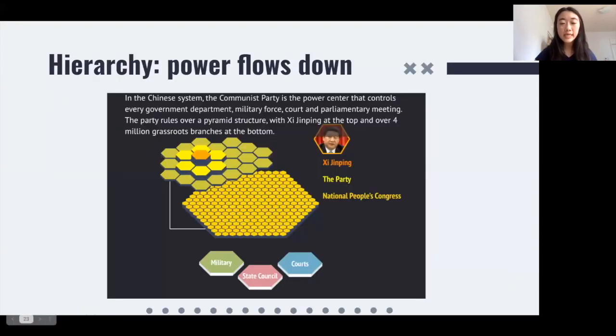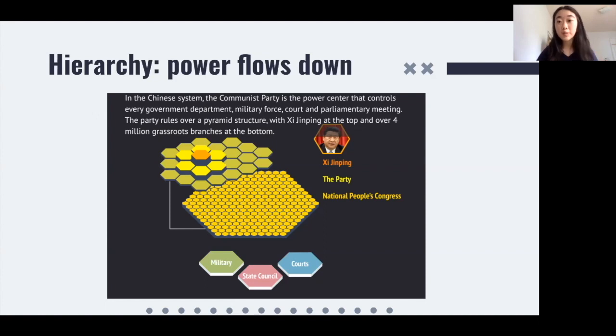So Xi Jinping is the leader of China, and he's at the top of this kind of hierarchy. He's currently 67 years old. He became president in 2013, but China recently got rid of the 2-term limit that we have in the United States. So this means that Xi Jinping can basically be president for his entire life, just like Mao Zedong was. So he can be president until he dies, essentially.